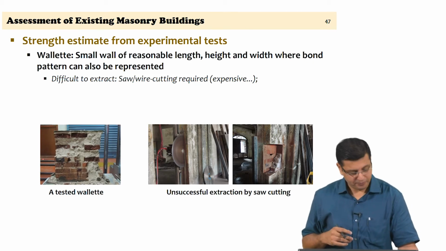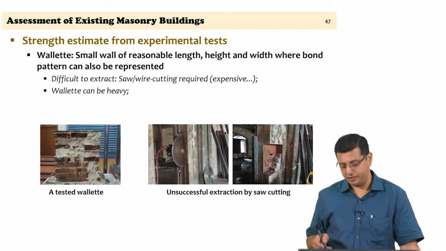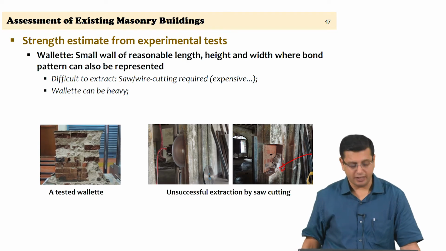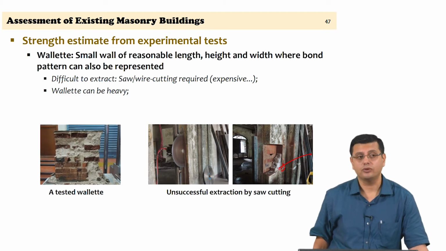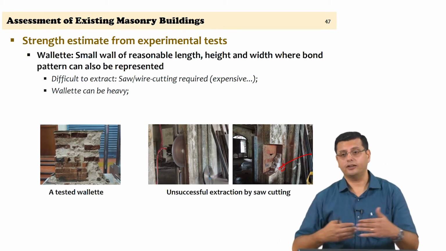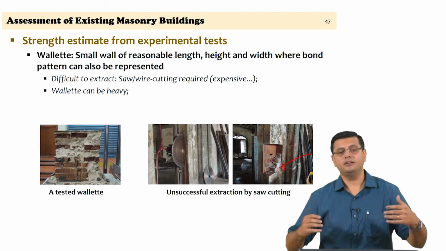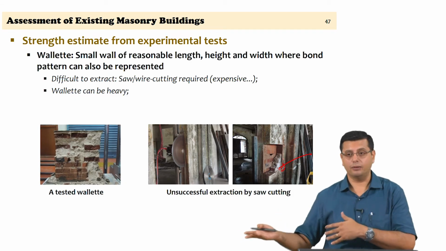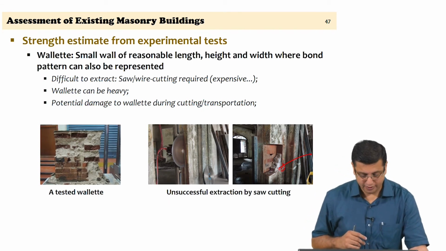One fundamental problem is, in the process of extracting, there are vibrations, the wallet itself can get damaged. The picture that you see here, you can see that part of the wallet has refused to come out, and then all the effort that you have taken to extract one prism is gone. The wallets can be heavy, you need to handle it carefully. One person cannot handle it. You actually have protocols for how this has to be fitted, confined within a cage, within a timber box if possible, if you want to transport it from one place to the laboratory and test it. And there is also potential damage during transportation apart from the potential damage during cutting itself.